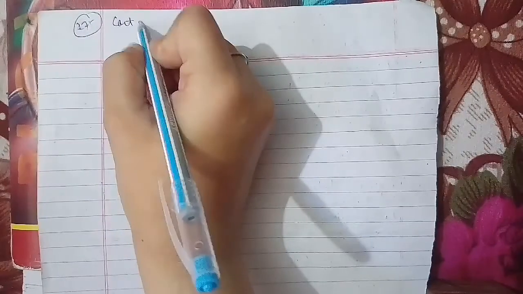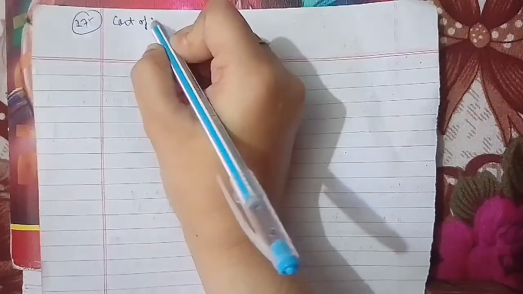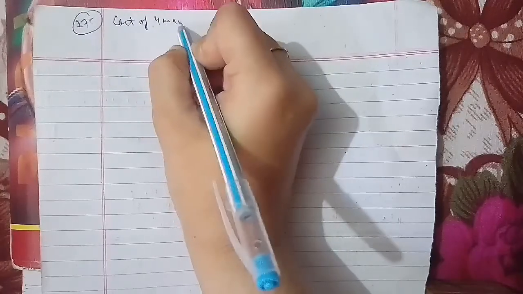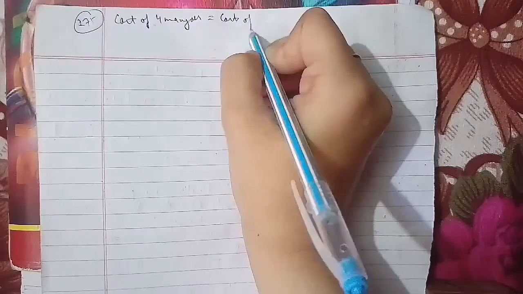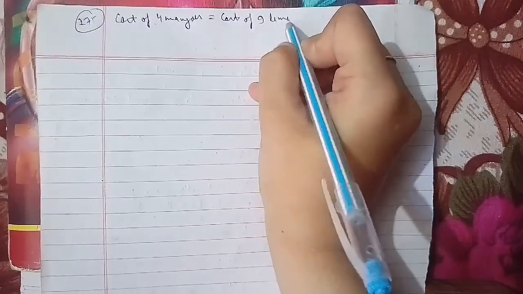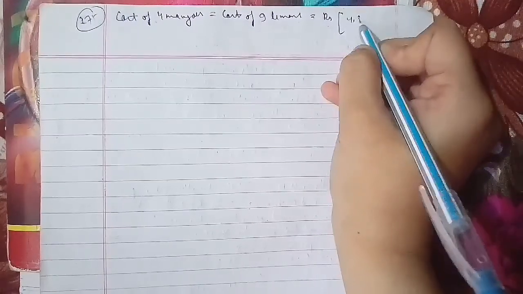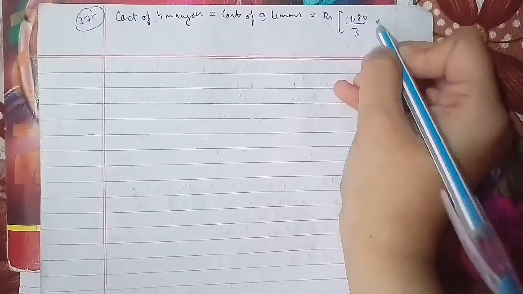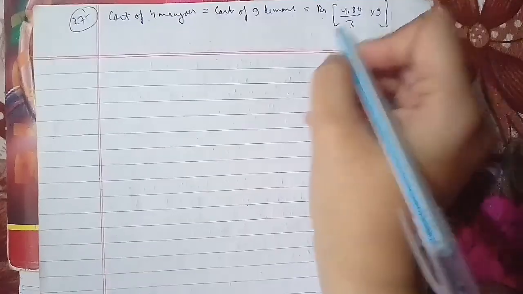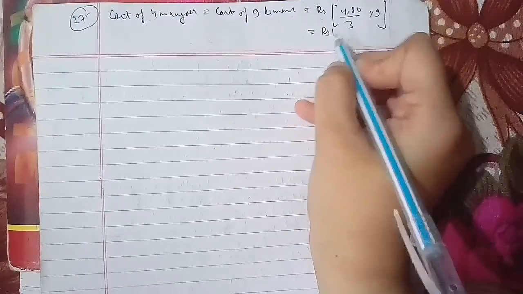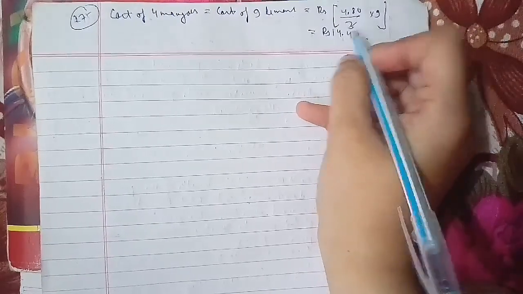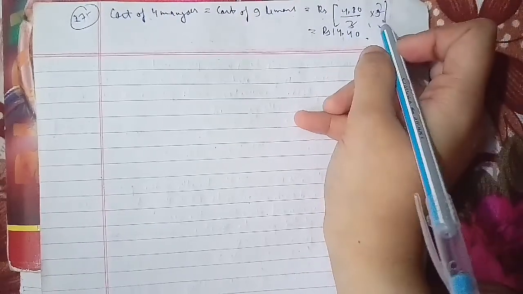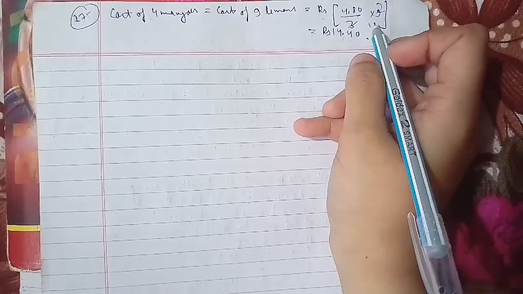Cost of 4 mangoes equals cost of 9 lemons equals rupees 4.80 upon 3 into 9, that is equal to rupees 14.40. When we cancel it out, 3 ones are 3, 3 threes are 9, and then 4.80 will be multiplied by 3, and that will get here.